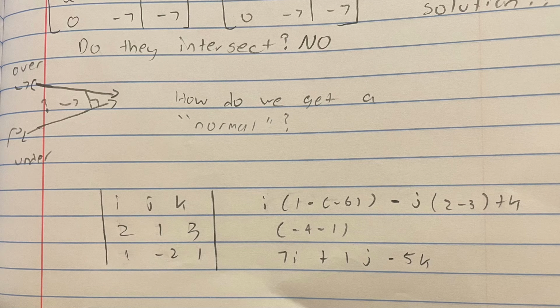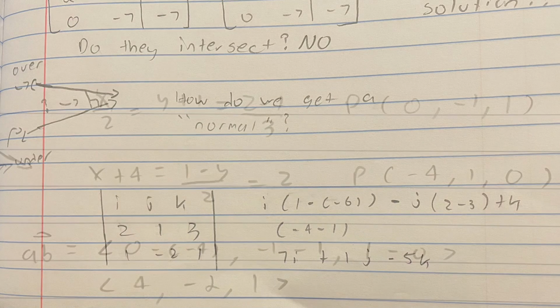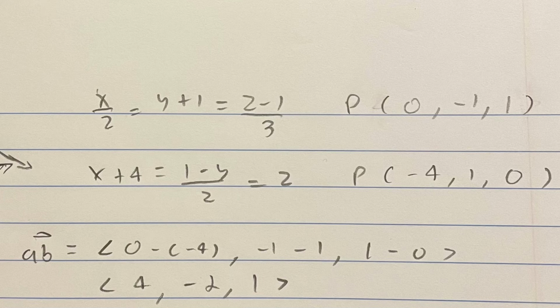Right here, we're going to find the determinant of this 3 by 3 with the unit vectors in the top row. By doing cofactor expansion, you're going to get 7i plus 1j minus 5k. So now we have our normal vector. What else do we need? We're going to need a point on each of the two lines to get another vector. By plugging in 0 in both lines, for the first equation you're going to get 0, -1, 1.